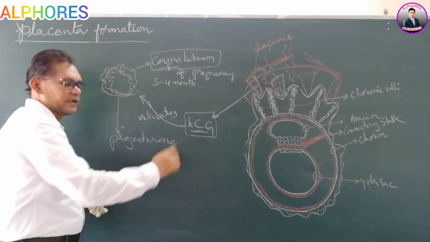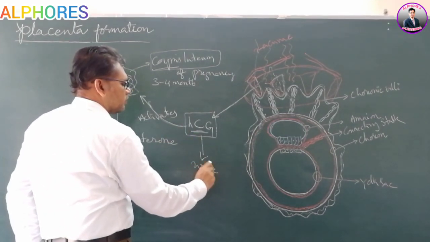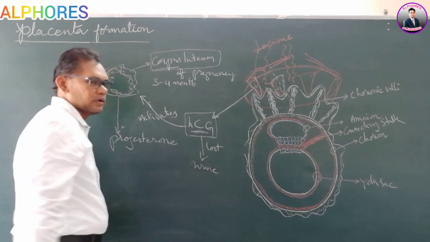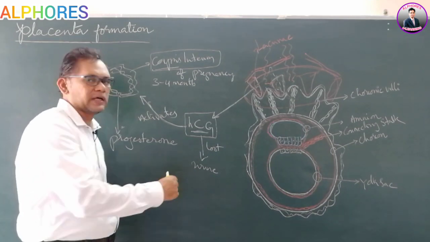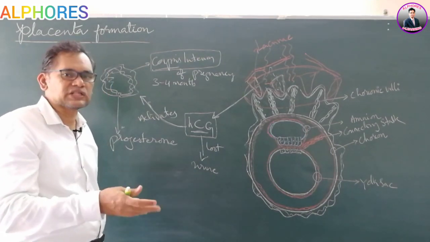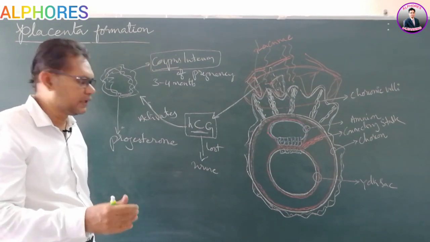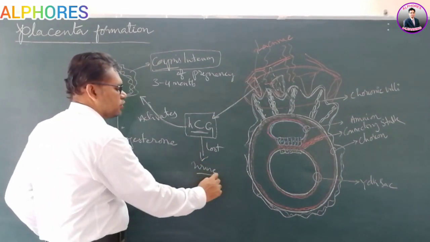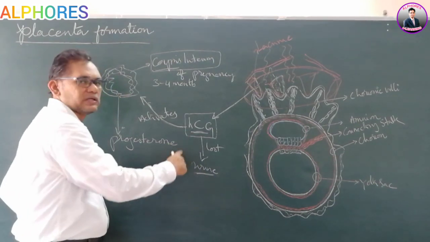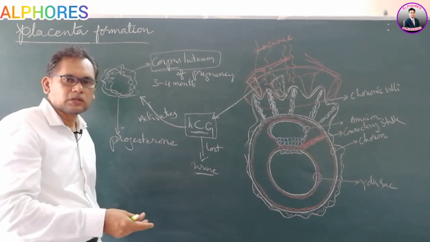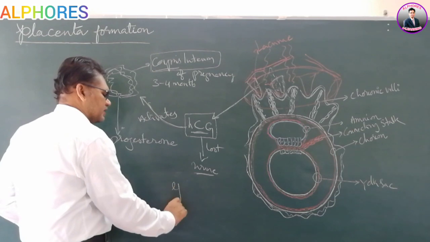Now, this human chorionic gonadotropin is lost through urine. The residues of this HCG are excreted in urine if the female has conceived, that is, become pregnant. If the female gets pregnant, this is the one which is released through urine. Now, we perform a test for the presence of HCG. If the HCG is present in the urine, it confirms pregnancy. Now, this pregnancy test is what we call the Gravidex test.